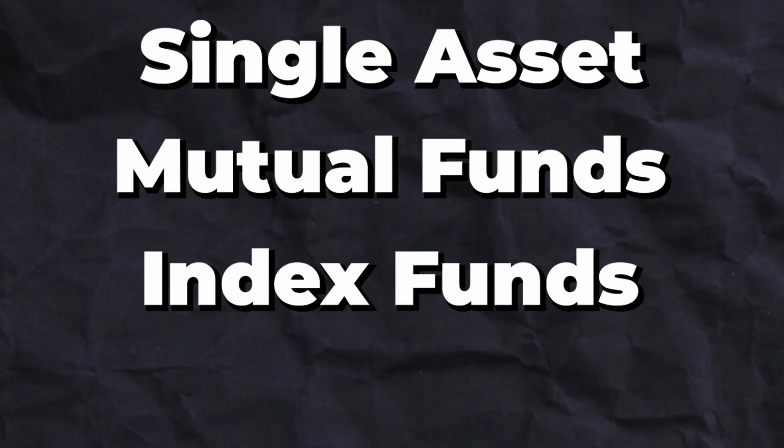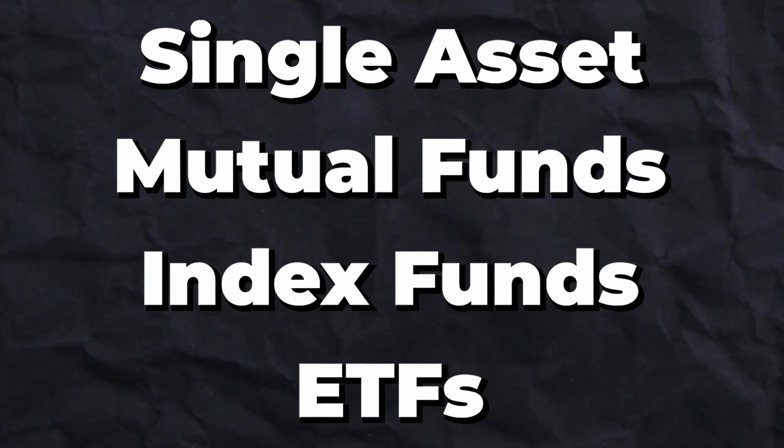So let's break down all four of these today. Number one, we have single asset. Number two, we have mutual funds. Number three, we have index funds. And number four, we have ETFs. So let's begin with number one, which is single asset.